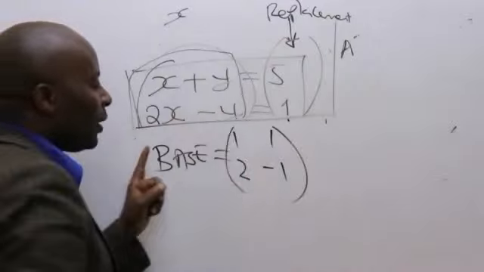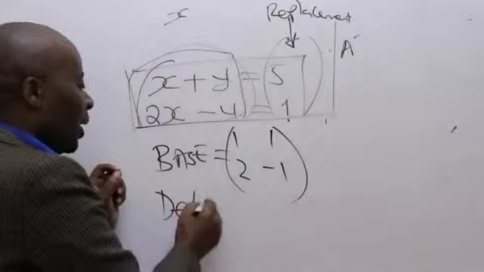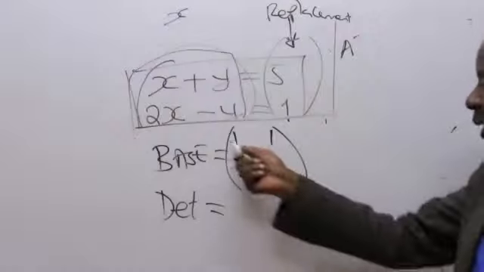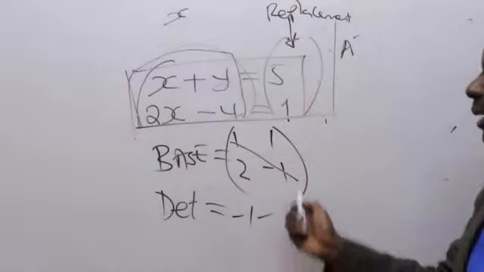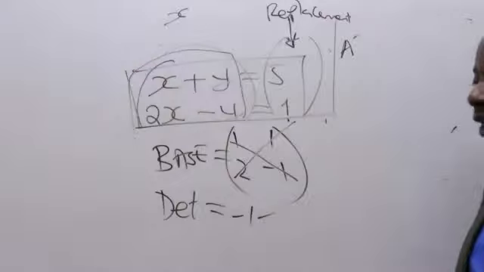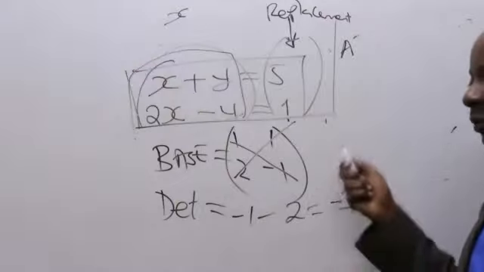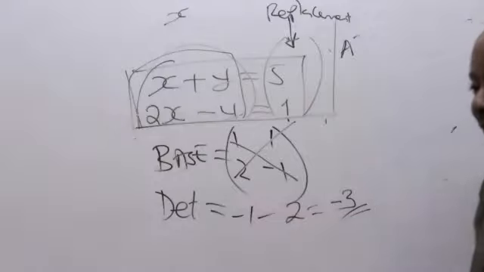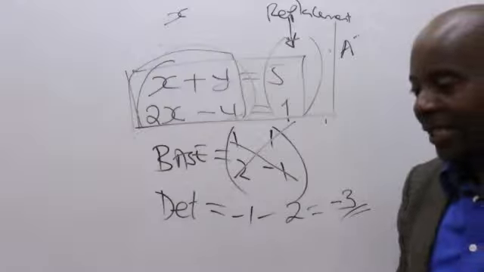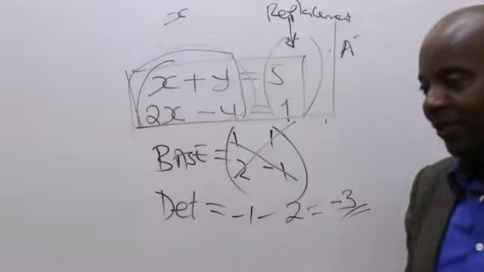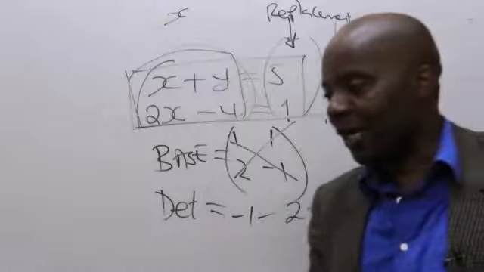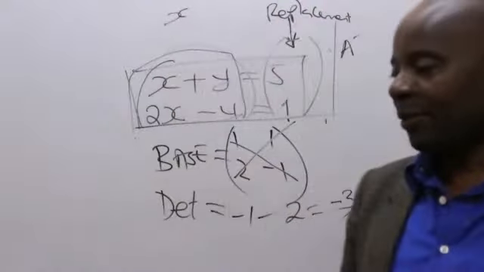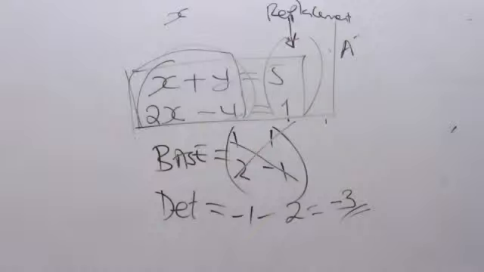Having given me the base matrix, I will very easily give you the determinant. Determinant will be product of primary, which is minus 1, minus product of secondary. You take 2 times 1, that gives me 2. That is how I was able to get minus 3. Does that make sense? I hope it makes sense.